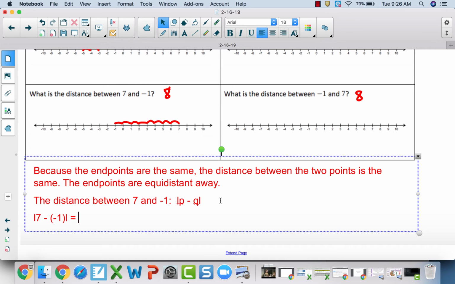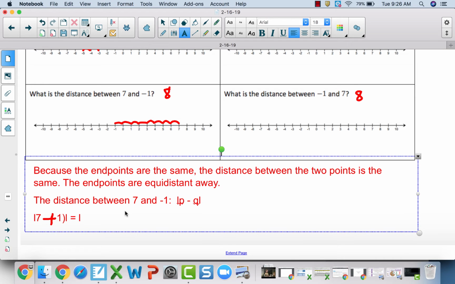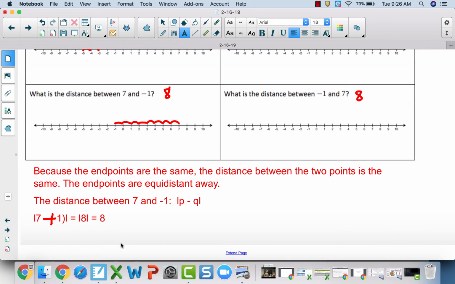Now, 7 minus -1, we know from previous lessons, these back-to-backs make a plus, and we end up getting the absolute value of 7 plus 1, which is 8, and the absolute value of 8 is 8. So, part of what you can do to find distance is you want to find the difference between the numbers. So, you want to find how far apart they are. That's difference. You subtract, and then because distance is always positive, you take the absolute value.